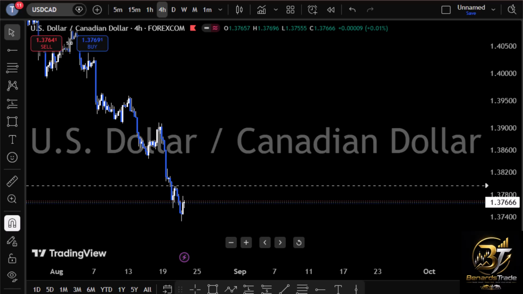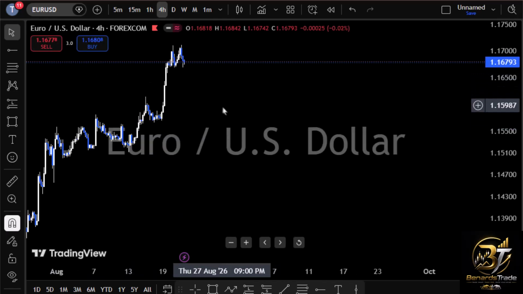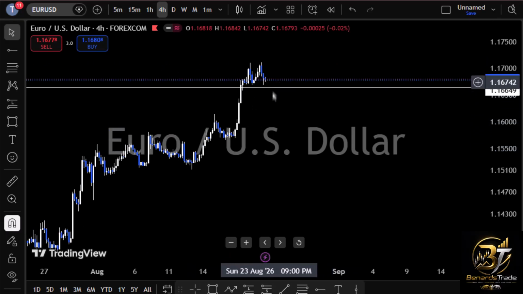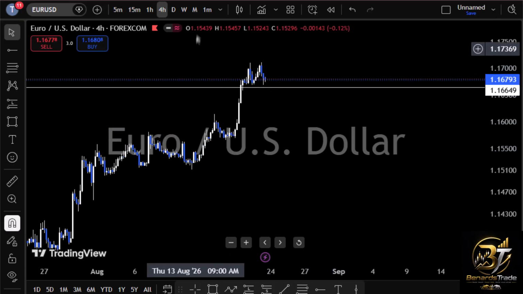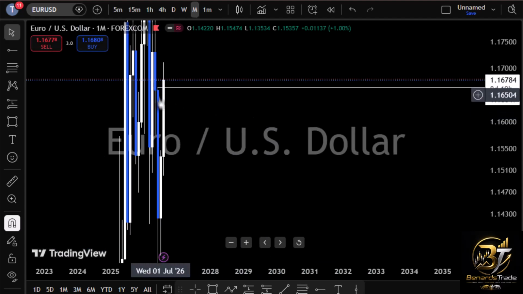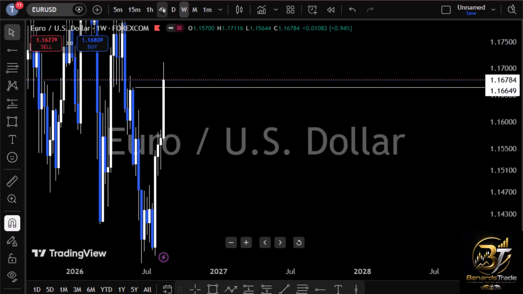Then I have the same bias for EURUSD. I expect us to close below. This is, I think, June's high also. So I expect us to close, yeah, that is June's high. I expect us to close below it and give a selling formation.